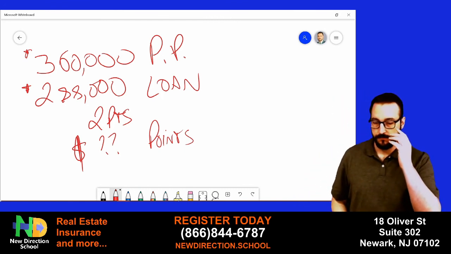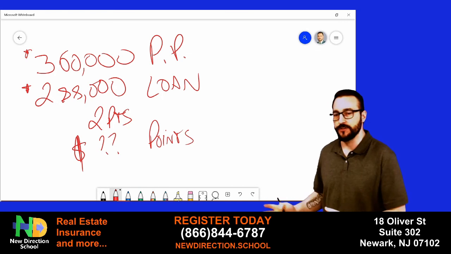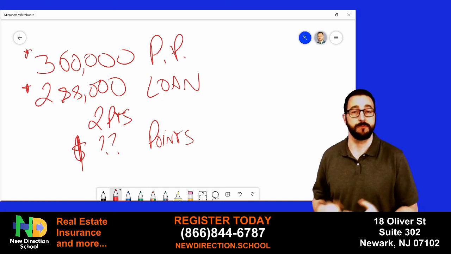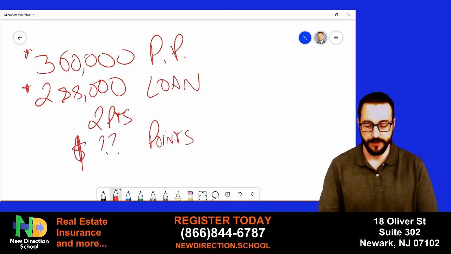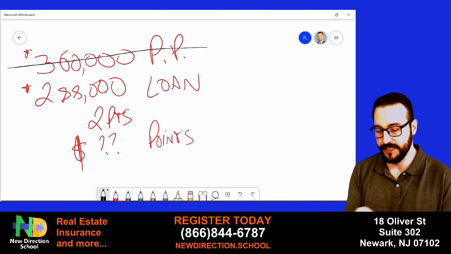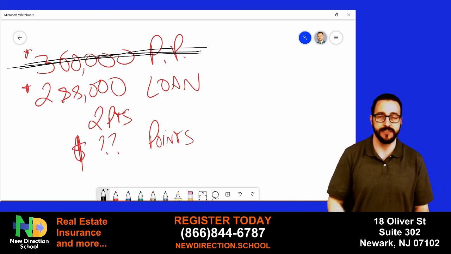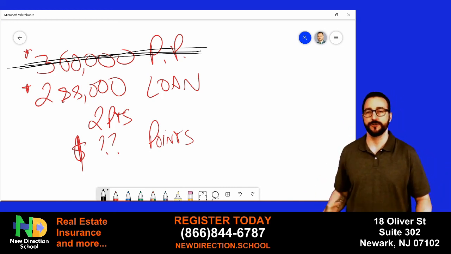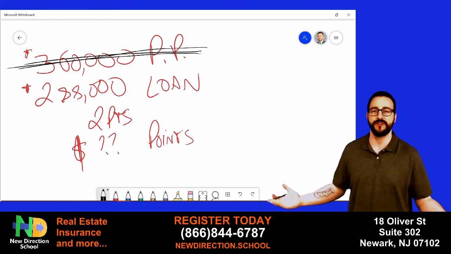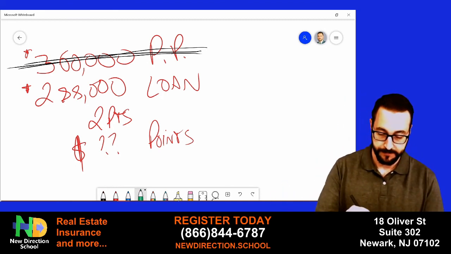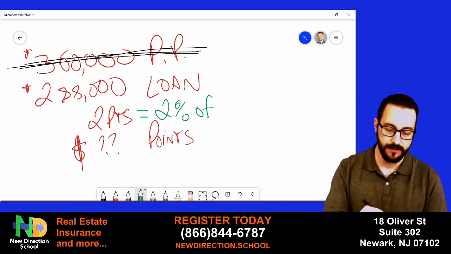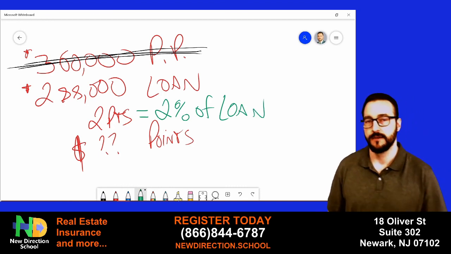So first thing, I just explained it to you, but I'm going to ask you, do we need the first number? Is it necessary, the purchase price? No. The answer is no, because we already know by now that points are based on the loan. So this is not needed. It's just extra information they give you in the exam. Got it? Cross out what you don't need. Next, they're asking how much we're paying in points. This is a simplified question. We know that each point equals 1%. So 2 points equals 2% of what? Of the loan. How much is the loan?